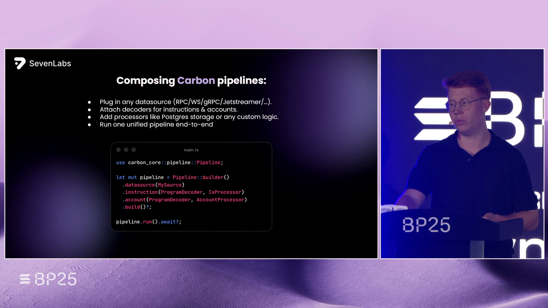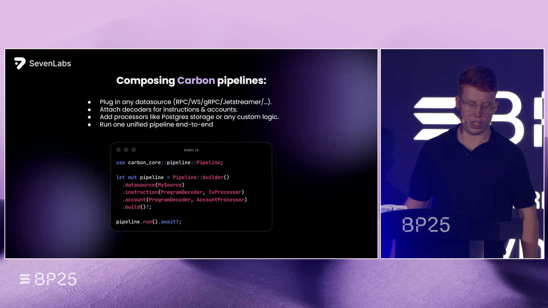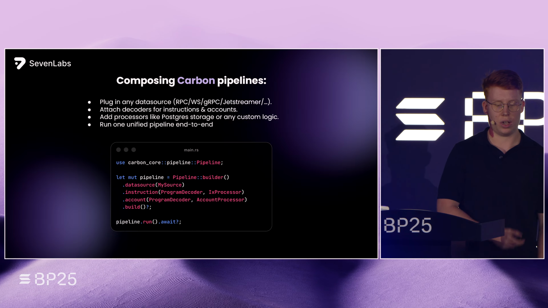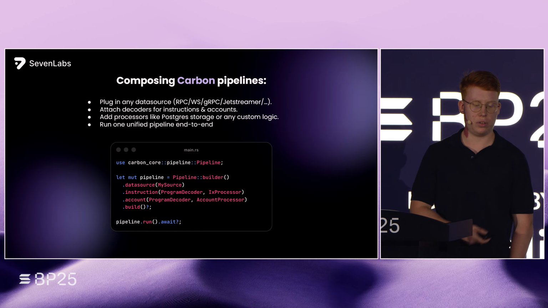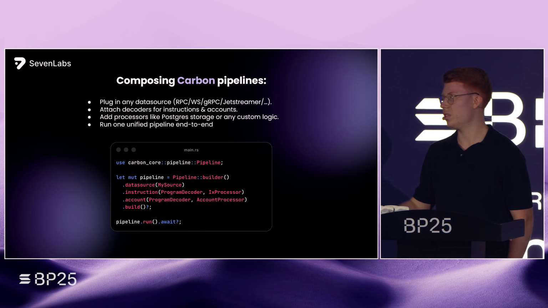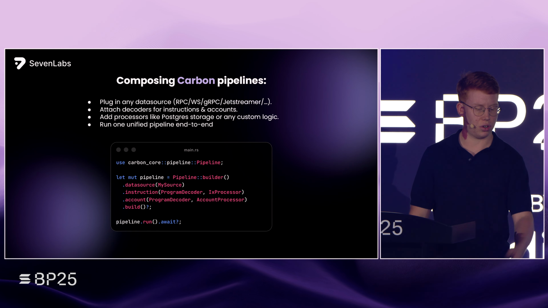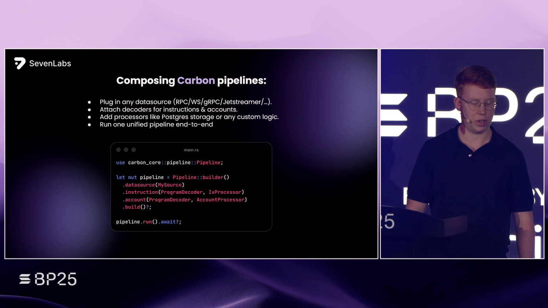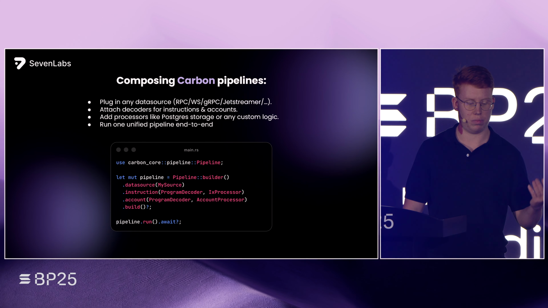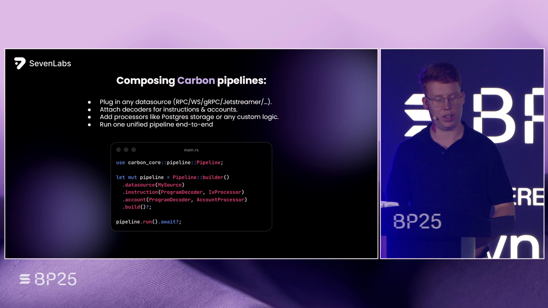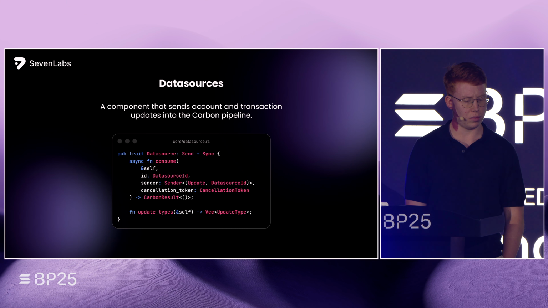So just so you get a bit of an understanding of how you actually compose a Carbon pipeline, you can plug in any data source, and here we actually support most of the ways in the ecosystem to get data. You can then attach decoders for instructions and accounts. This will directly use your IDL. And then you can add processors like for Postgres storage, or could be really anything. And then you just run the pipeline end to end. So as you can see in the code, you have a simple builder pattern. You can choose your source, then add the instruction and account pipes, and you have your indexer ready to run.